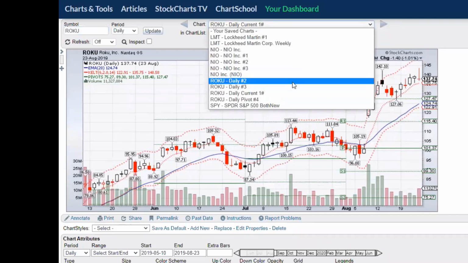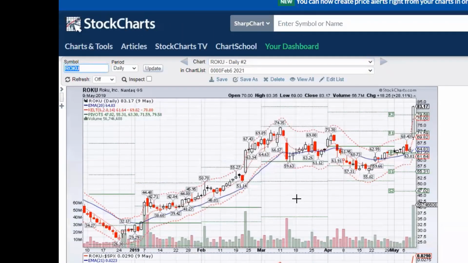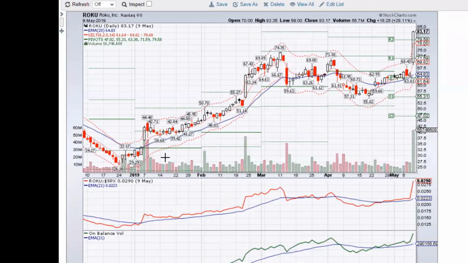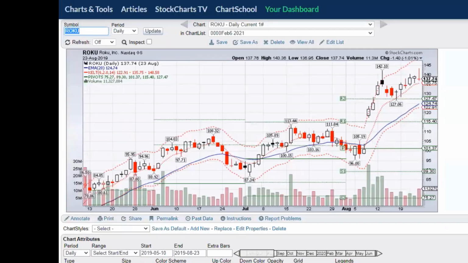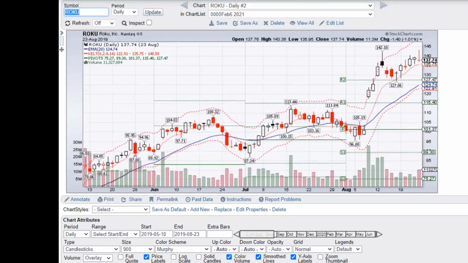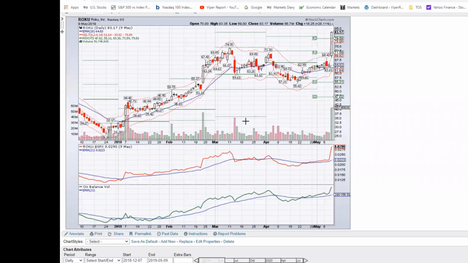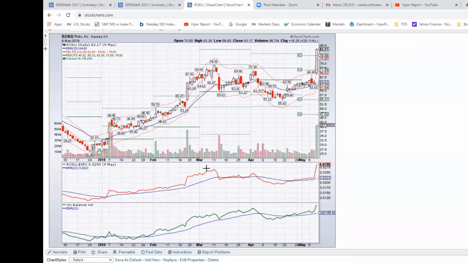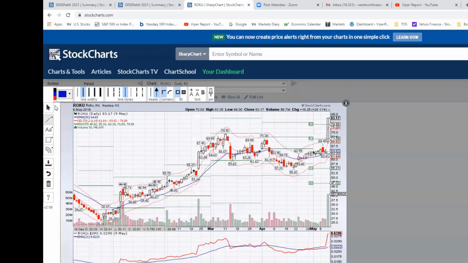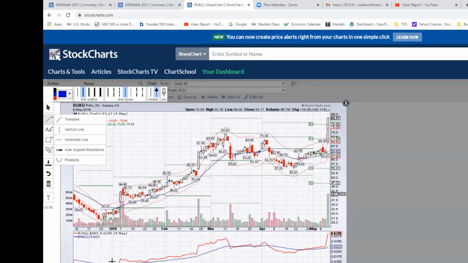Well, let's look at another Roku development. Okay, so here we go. This is later in May of '19. Let's see, where did we leave off? August. Okay, so this is earlier in that period. And another nice flag formation. Same sort of thing, volume. And below this we have the RS. What I typically do is look for the trend in the RS to be positive. Then I look for a resistance level to be broken.